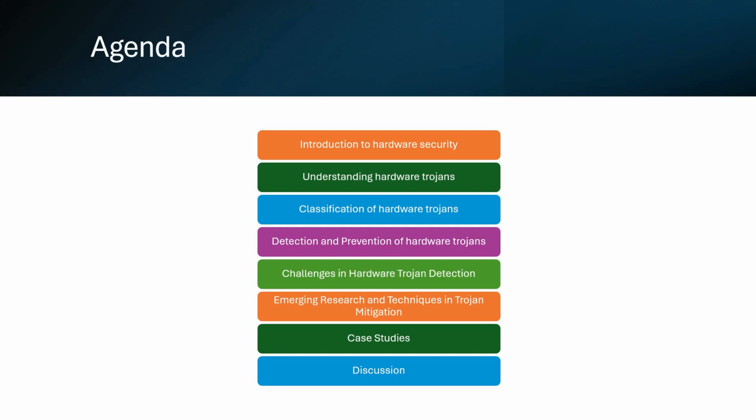We'll start with the hardware security introduction. Then we will discuss hardware trojans, followed by their classifications. Then how we detect and prevent hardware trojans will be discussed. Then we will look into the challenges in hardware trojan detection, and then the emerging research and techniques in trojan mitigation, followed by some interesting case studies. And then we will go for discussion. I'll take it over a number of sessions and it's going to be interesting.